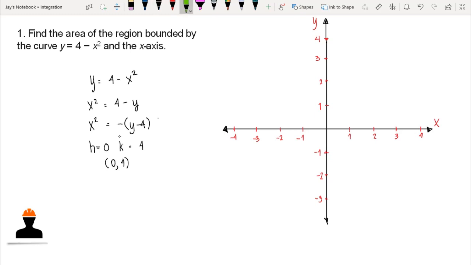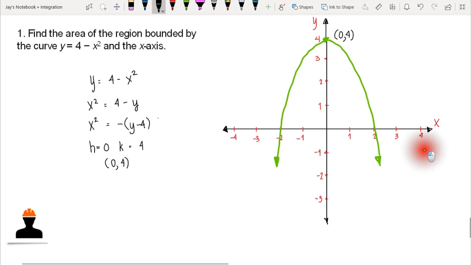So let's plot it first in our Cartesian coordinate system. We have our vertex at this point, which is (0, 4). Again, this is opening downward, then we have our parabolic curve, which is this one. Now, upon looking at the Cartesian coordinate system, there is a point of intersection between our curve and the x-axis, and this point is this one.